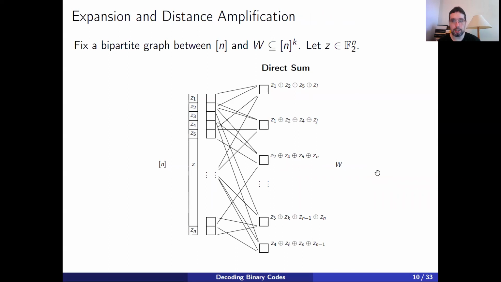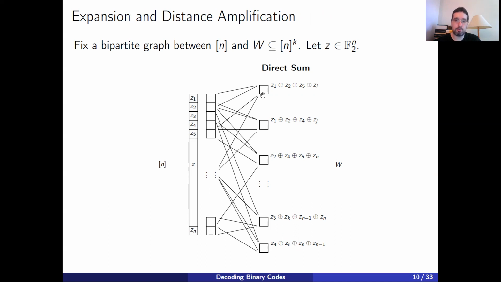And how we're going to do that, we can think that we're going to take a bipartite graph, and here we have the nodes on the left and the nodes on the right. The nodes on the left are indexed by 1 up to n, and the nodes on the right are indexed by tuples of [n]^k. And if you take an arbitrary word, we can associate its symbols with the vertices, right? So Z1 is associated with the first vertex, Z2 with the second, and so on and so forth.